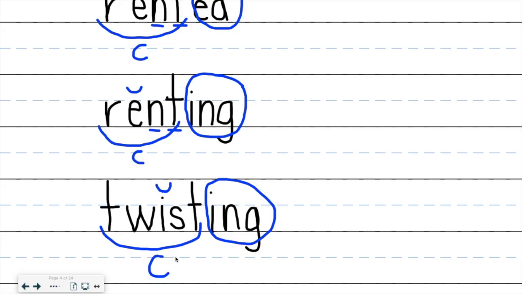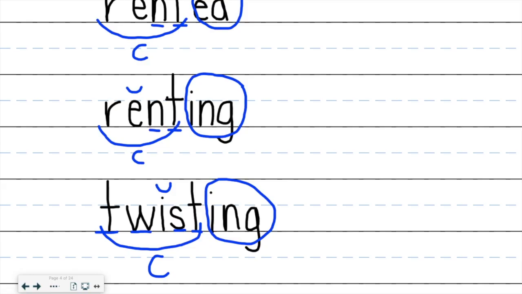So now I need to investigate for something else. Are there any blends or digraphs? I see consonants that are next to each other. So are these consonants a digraph or are they a blend? TW, well, TW is not a digraph. They're keeping their sounds. Tw, tw. So I am going to put one line underneath each of them. Then I have st, st. They're both keeping their sounds also. Guess what? They also are blends. So now I have marked up this word for the base, the type of syllable that it is, the suffix, and the blends, and the vowel. So that is how you mark up words that have suffixes in them.